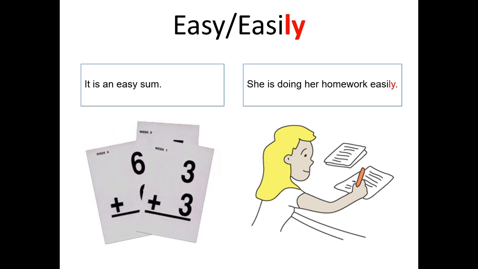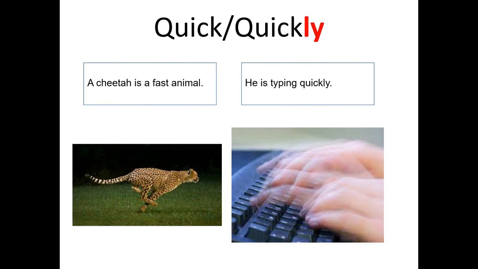Okay, next. Quick, quickly. A cheetah is a fast animal. Let's practice together. And he is typing quickly. Again, we can see that we add ly to quick to make quickly.